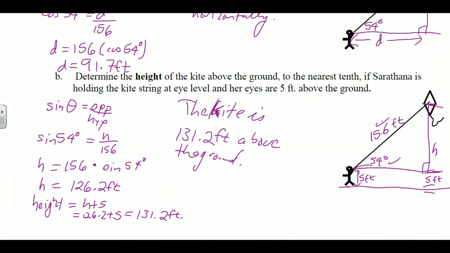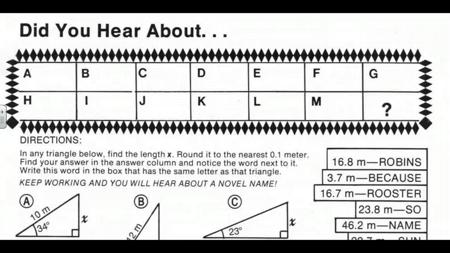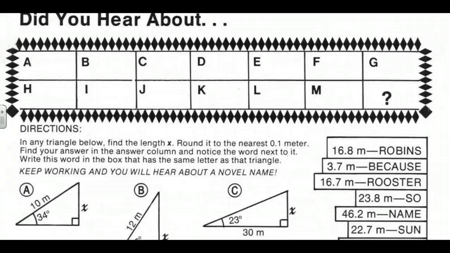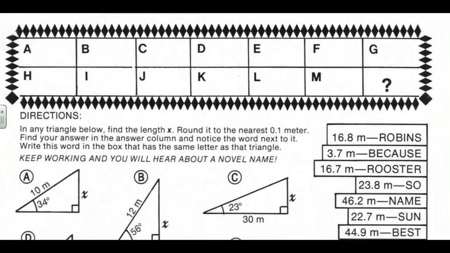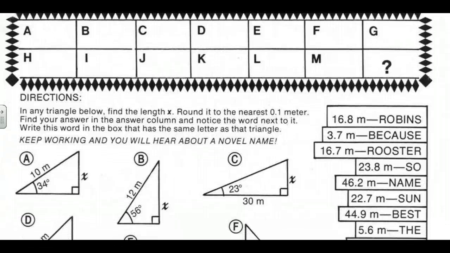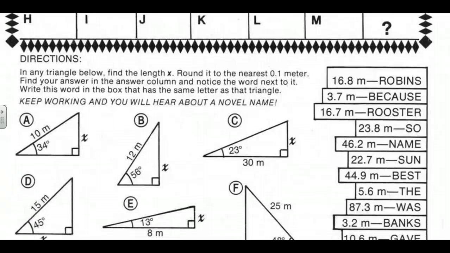Okay, we're done with that page. What's next? Okay, the "did you hear about?" So this is part of the homework or the assignment. In any triangle below, find the length of x, round it to the nearest 0.1 meter, find your answer in the answer column, and notice the word next to it. Write this word in the box that has the same letter as the triangle.